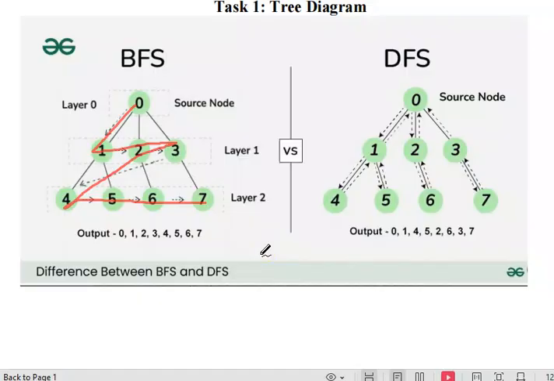So from here we can say that BFS explores all nodes at the same level before going deeper. Now if we see the DFS, which uses the stack or recursion, which is called the LIFO method, last in first out, it goes as deep as possible before backtracking.